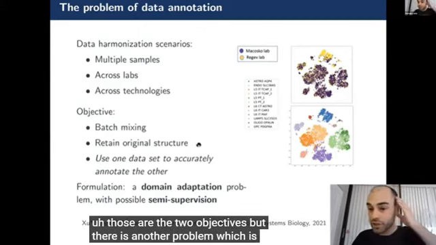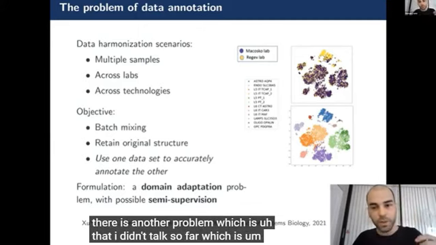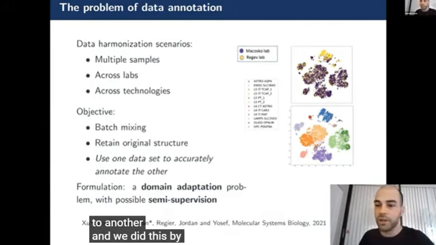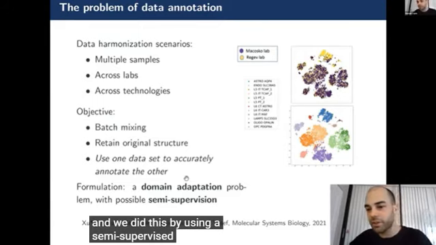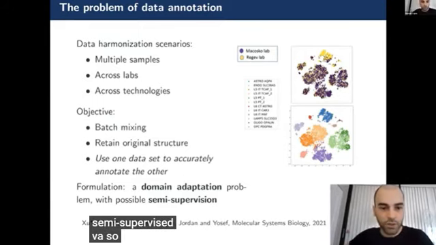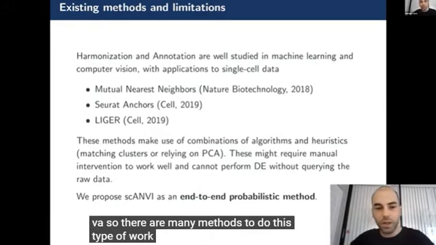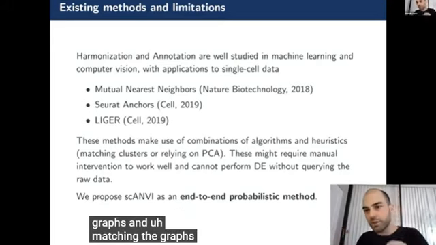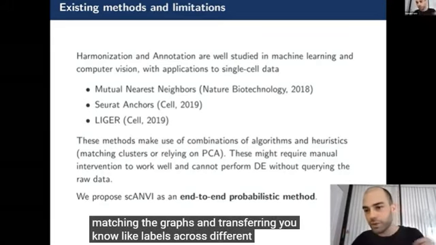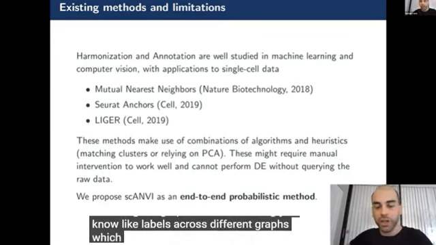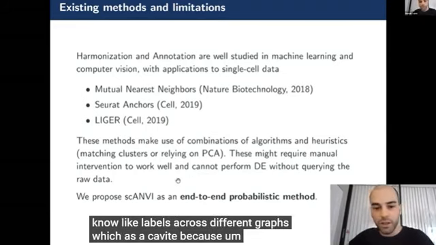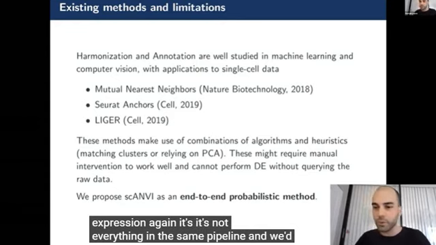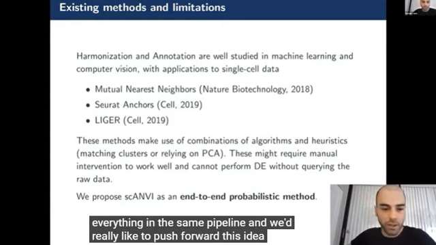But there is another problem, which I didn't talk about so far, which is how to transfer labels from one data set to another. And we did this by using a semi-supervised VAE. There are many methods to do this type of work, but they work by building graphs, matching the graphs and transferring labels across different graphs, which has a caveat because it cannot perform differential expression. Again, it's not everything in the same pipeline, and we'd really like to push forward this idea.